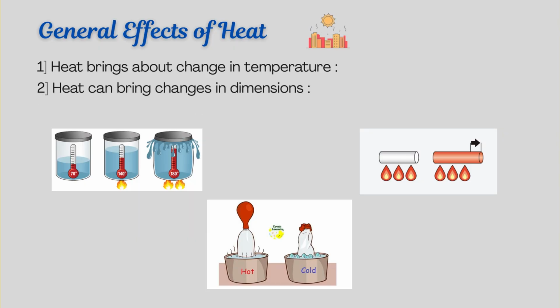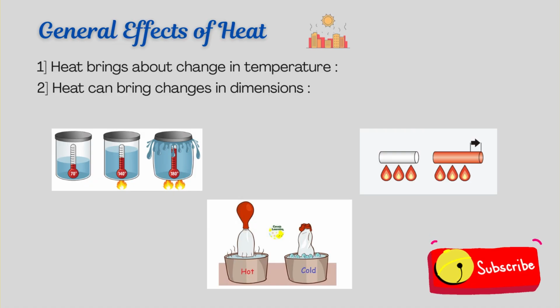Heat can bring changes in dimensions. When we increase the temperature of a substance, its dimensions such as length, area and volume increase. Heat gives more energy to the particles, which enables them to move faster and away from each other. Thus, the particles take more space, which results in an increase in the volume of the substance.